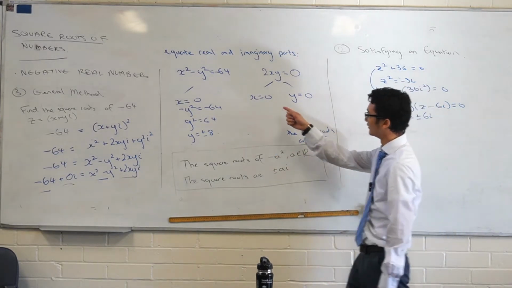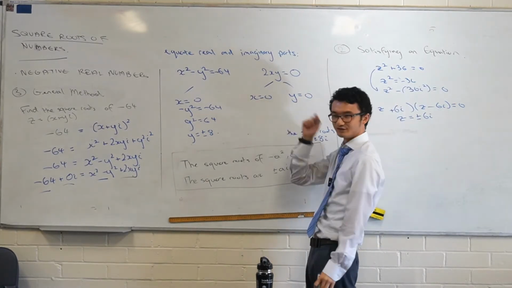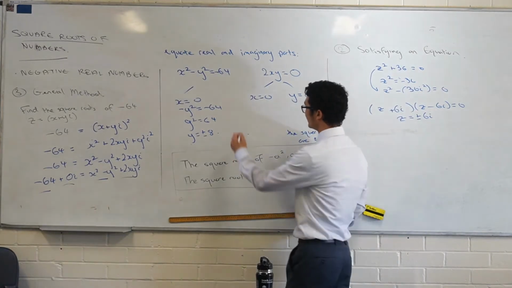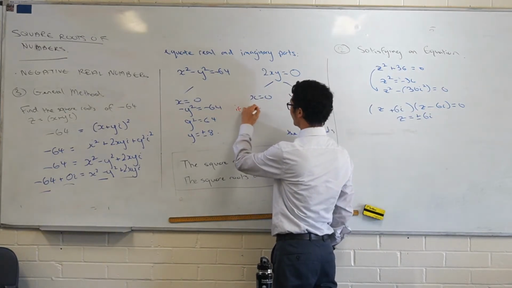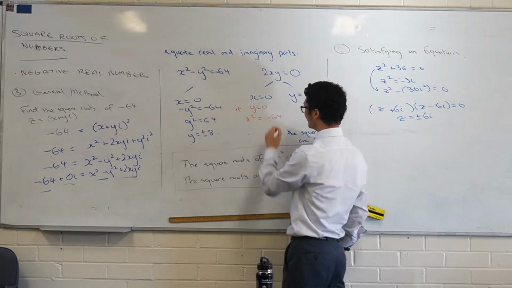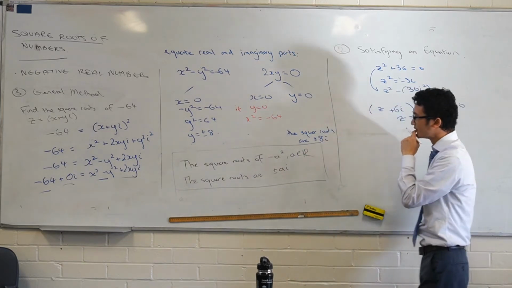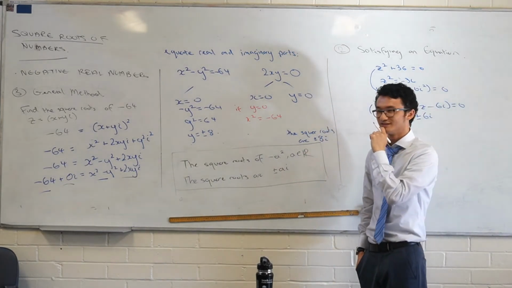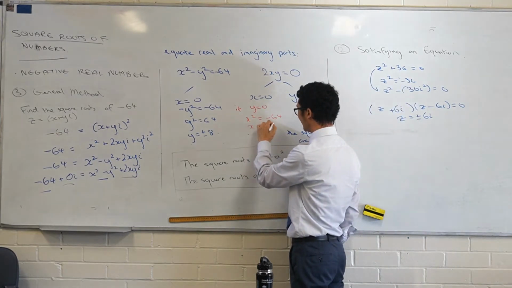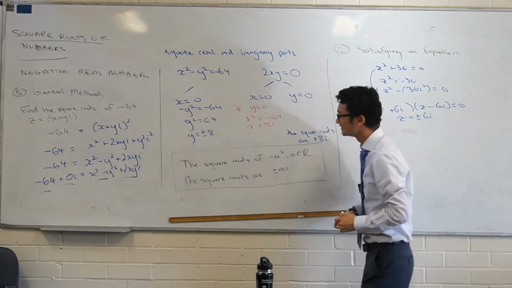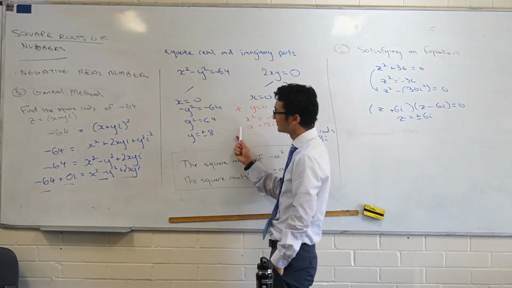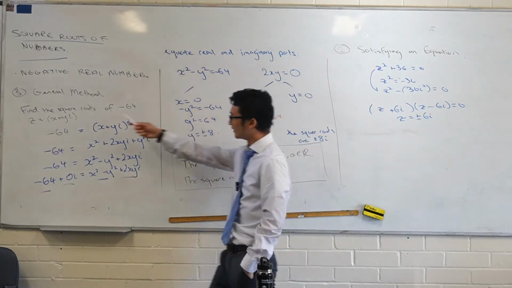But then hang on, what about if y is equal to 0? Let me do this in red. If y is equal to 0, what are we going to get? We're going to get x squared is equal to negative 64. So what are the solutions to this one? Hang on, so apparently if y is equal to 0, x equals plus or minus 8i. And does that work if we go back? Kind of, right?